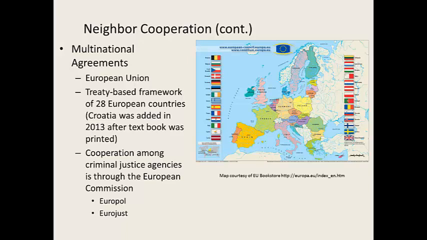In both those instances, and we'll give particular examples in just a moment, the basic idea is to allow countries in the European Union to cooperate with other countries in the EU to combat transnational crime. Europol involves cooperation and cooperative agreements between the various police agencies. Eurojust involves cooperation among the prosecutorial agencies within the European Union countries.